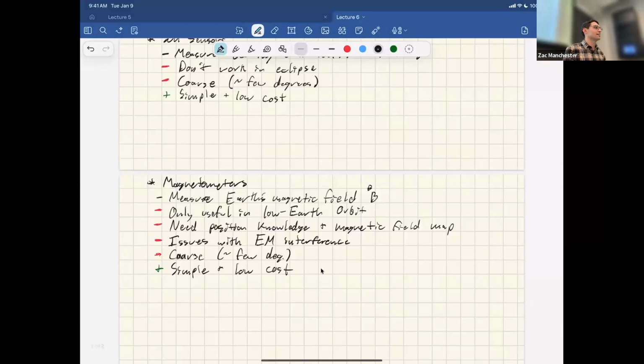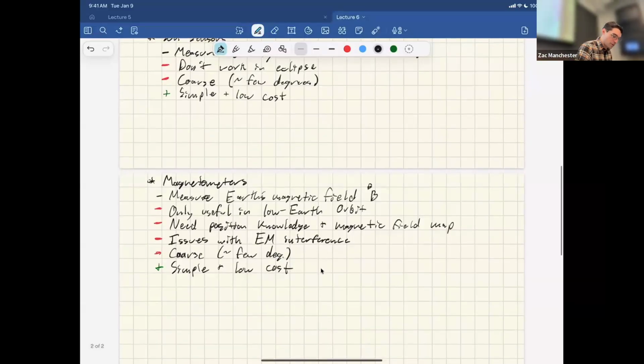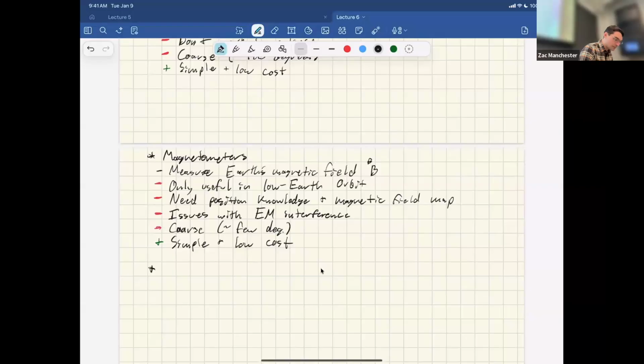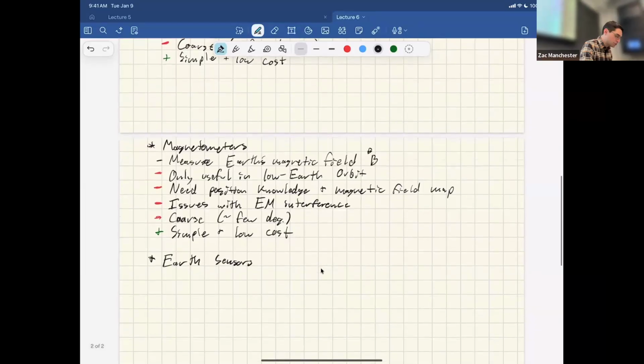Okay, other ideas. What else we got? Earth horizon sensors. Yeah, so there's a whole bunch of things to say about this. I guess we might call these Earth sensors. So the gist is these guys measure angles to the horizon, and that's in all directions, right?